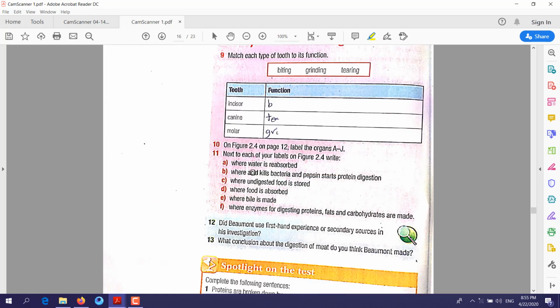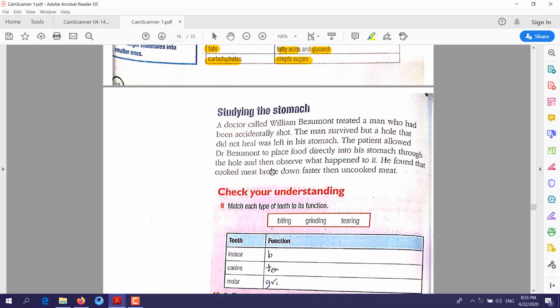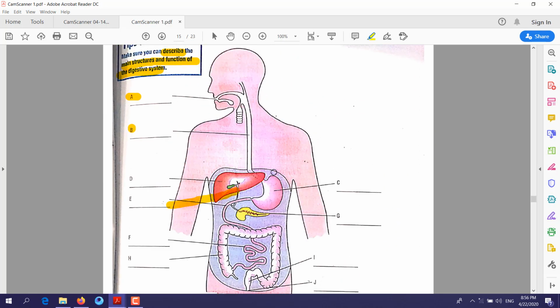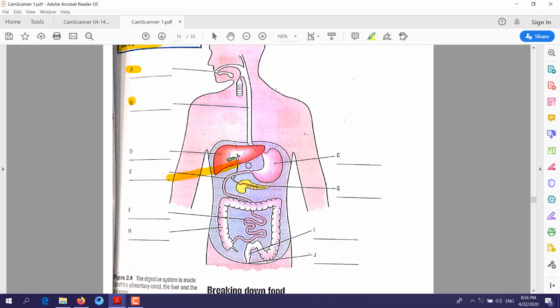Now, next to each of your labels on figure 2.4, write where water is reabsorbed. The answer here is the large intestine. I will give an explanation for it, then from my explanation, try to find the answer.